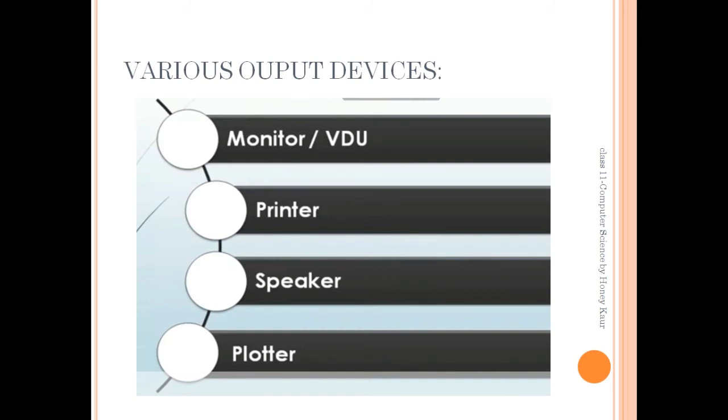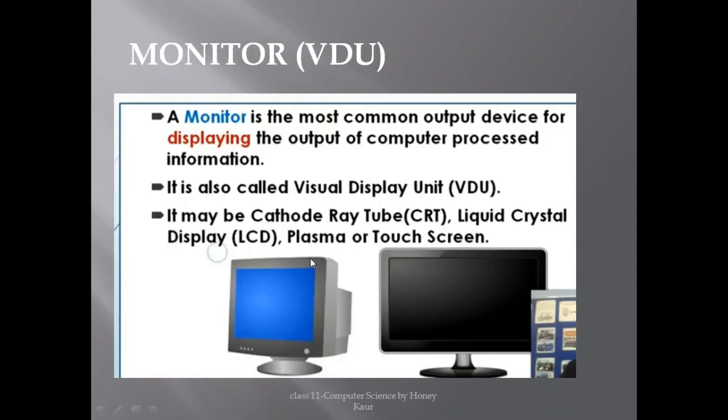Let's talk about various output devices. We were having monitor, printer, speaker, and others also. So let's have monitor on our screen. A monitor is the most common output device, very commonly used. Every computer system has a monitor. It can be a video, it can be a TFT screen, it can be a LED screen, many different types of monitors we used to have in market. So monitor is also known as visual display unit.